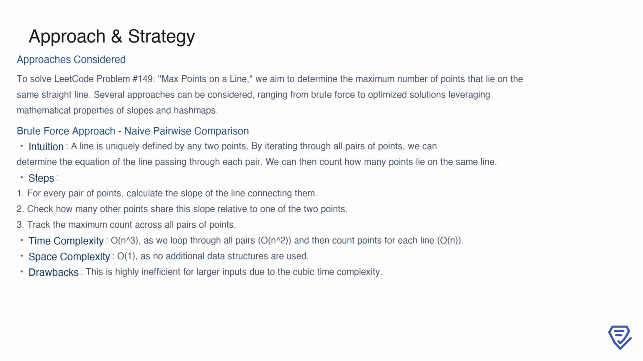To solve the problem of finding the maximum number of points that lie on the same straight line, we can explore different approaches, starting with a brute force method. The intuition behind this naive approach is that any 2 points uniquely define a straight line. By iterating through all possible pairs of points, we can calculate the line equation for each pair and then count how many other points lie on that same line. The steps involve calculating the slope of the line connecting each pair of points, checking how many additional points share this slope relative to one of the 2 points, and tracking the maximum count across all pairs.